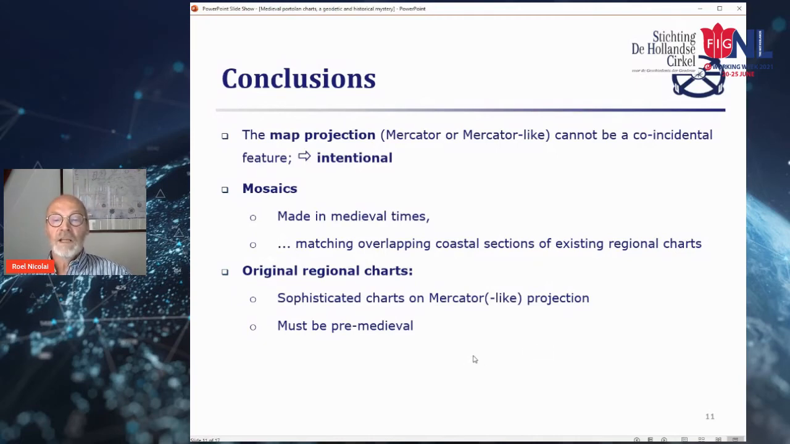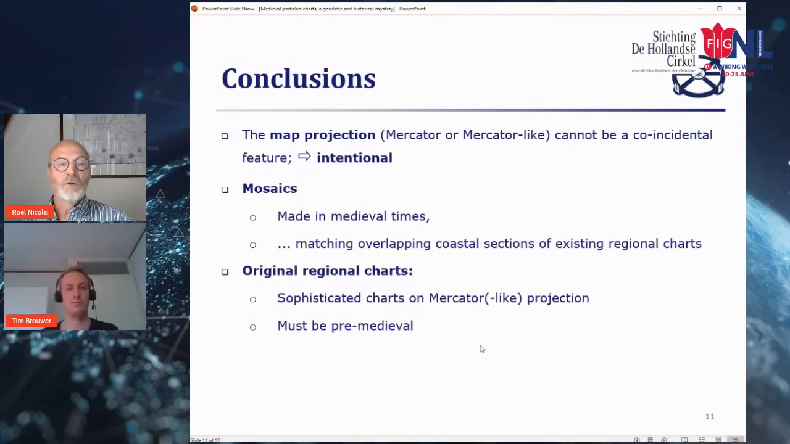They cannot be medieval. The accurate geo-information on the coastlines can only have its origin in pre-medieval times. Portolan charts are simply too sophisticated to be medieval creations. And this implies that geodesy is a lot older than is generally believed.